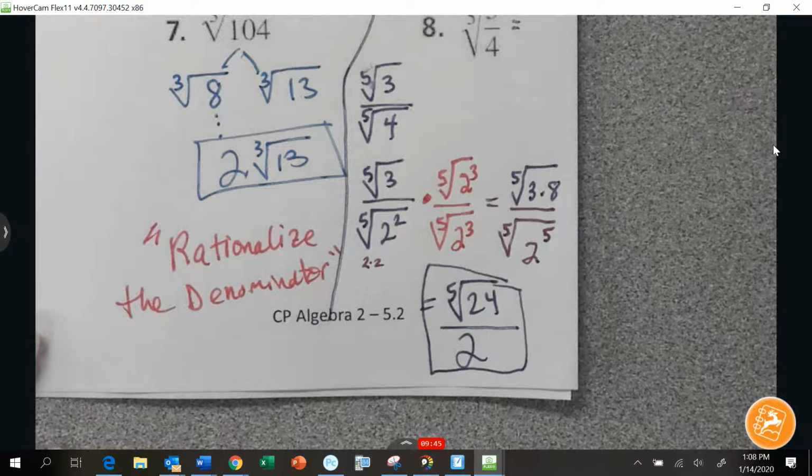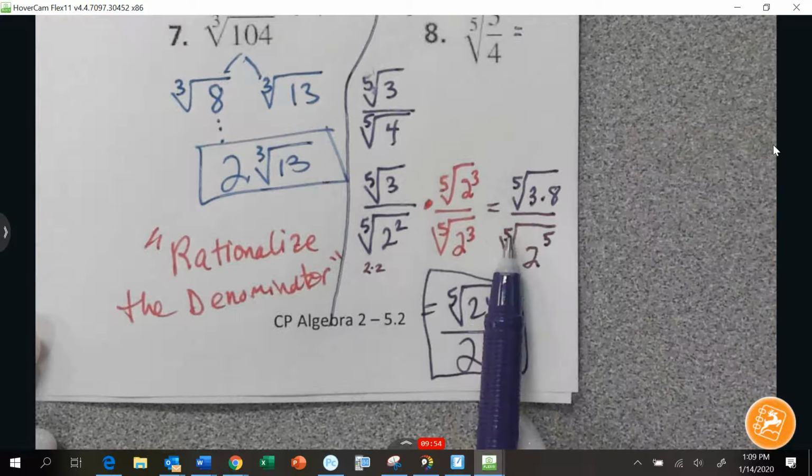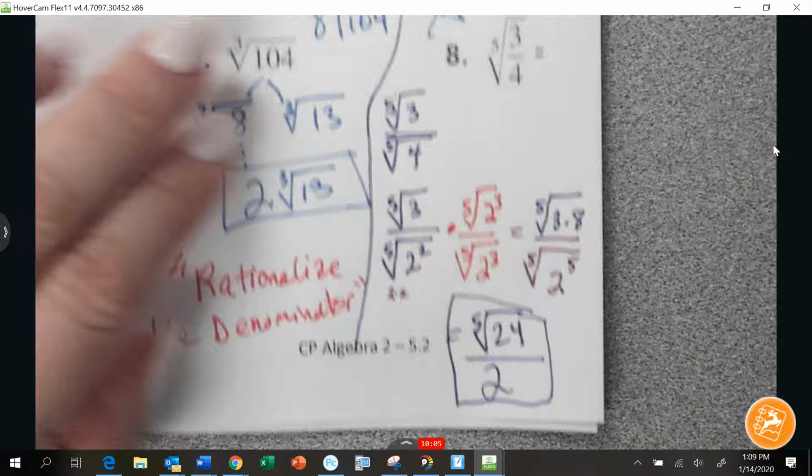Should have done that before with square roots. You said, oh, the square root of 3 times square root of 3. Right? Oh, I know. No? Maybe. You don't remember. Some of you. Okay.